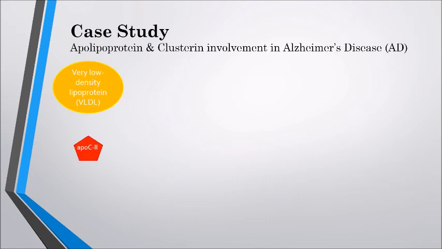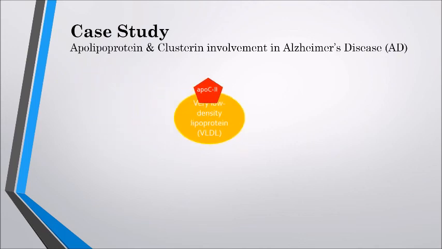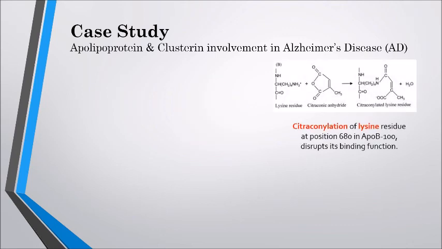Alternatively, we also postulate that carbamylation may also occur on the ApoC2, preventing its binding with VLDL. If you recall earlier, we mentioned that ApoC2 binds to VLDL, and this prevents the self-association of ApoC2. Studies have shown that an enzymatic modification known as citraconylation of a critical lysine residue, specifically at the 680th position in apolipoprotein B100, abolishes its ability to bind with apolipoprotein A.